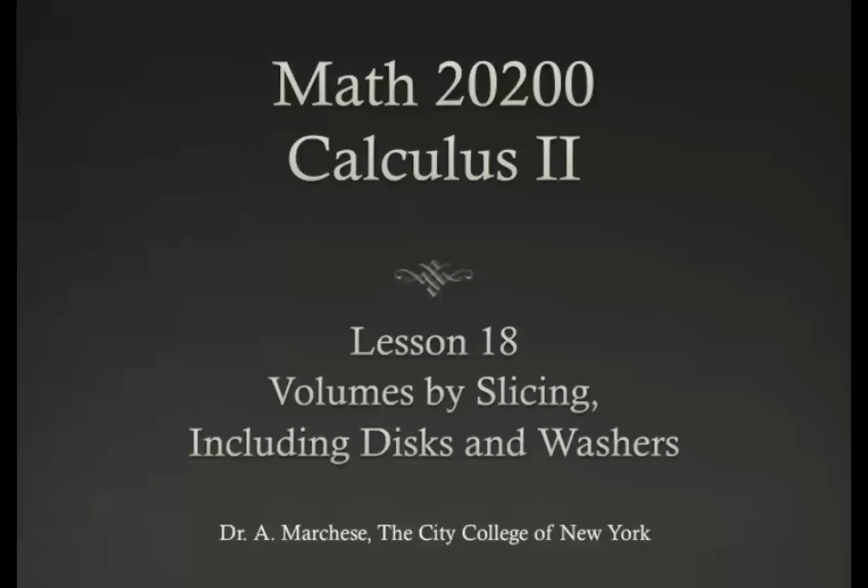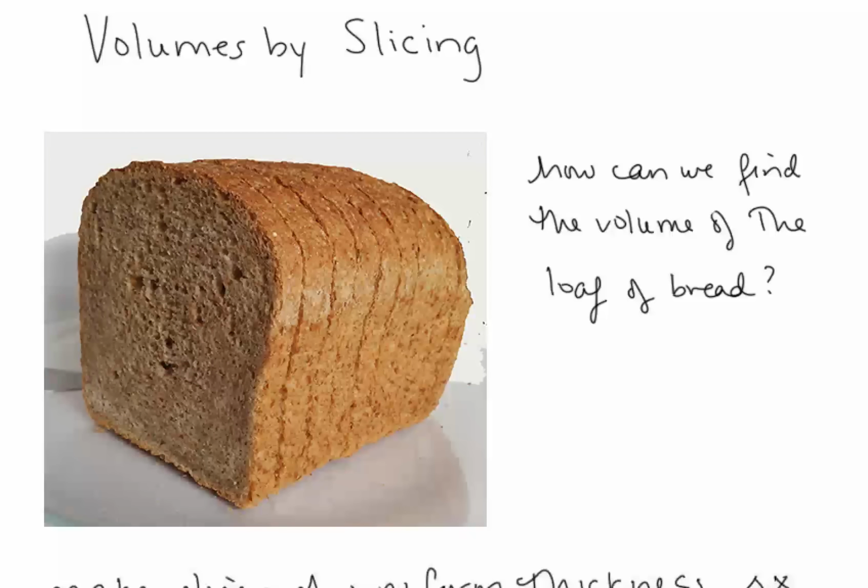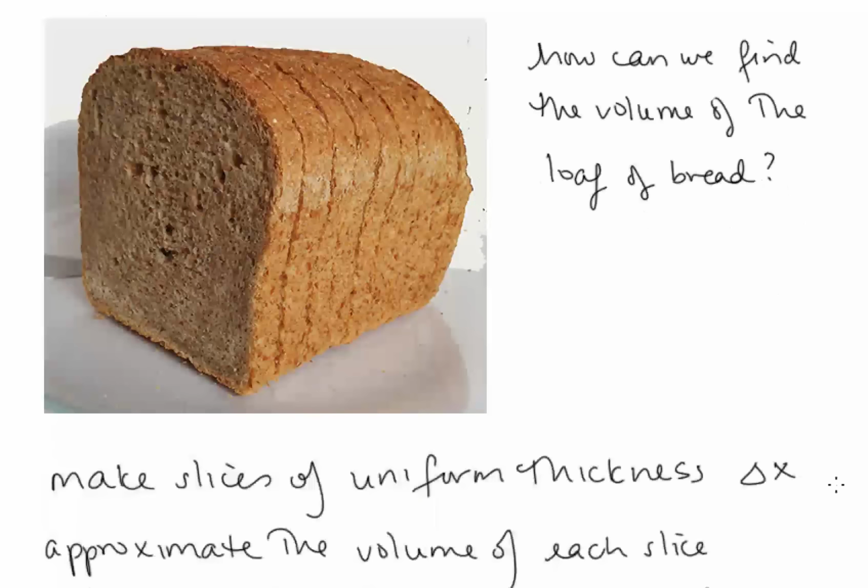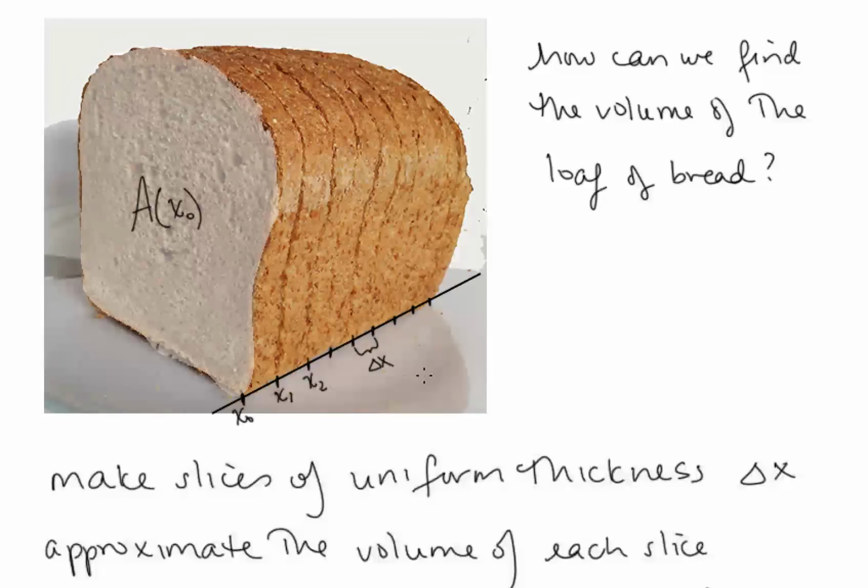This is Lesson 18 in our Calculus 2 series, Volumes by Slicing, including discs and washers. We're going to start this lesson on volumes by talking about how we can find the volume of this loaf of bread. We're going to make slices of uniform thickness delta x and approximate the volume of each slice.